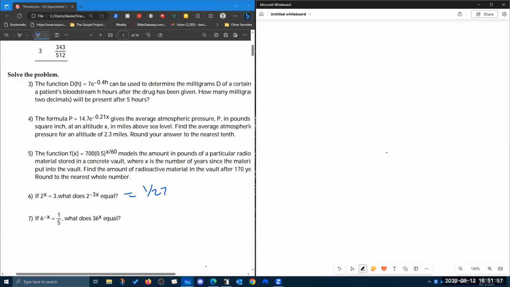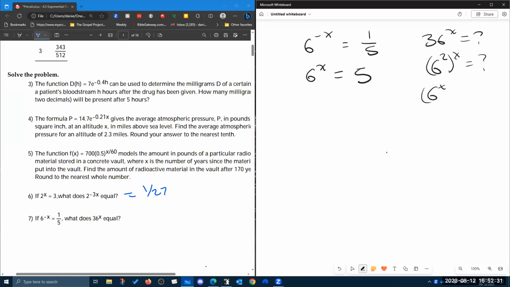And then if 6 to the negative x is equal to 1 over 5, 36 to the x equals what? So if 6 to the negative x equals 1/5, then 6 to the x equals 5. And this is 6 squared to the x, which, because this is multiplication, I can change the order of the exponents and it doesn't matter. So it's 5 squared, which is 25.